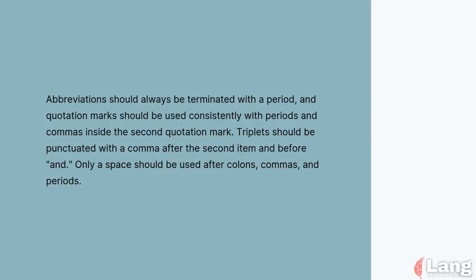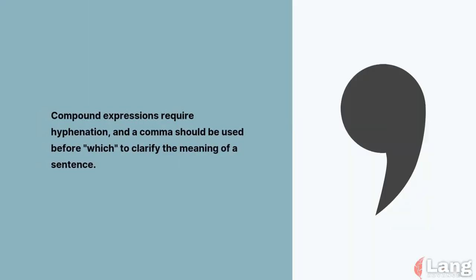Abbreviations should always be terminated with a period, and quotation marks should be used consistently, with periods and commas inside the second quotation mark. Triplets should be punctuated with a comma after the second item and before "and." Only a space should be used after colons, commas, and periods. Compound expressions require hyphenation, and a comma should be used before "which" to clarify the meaning of a sentence.